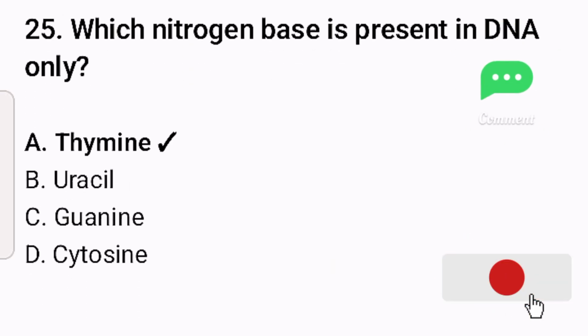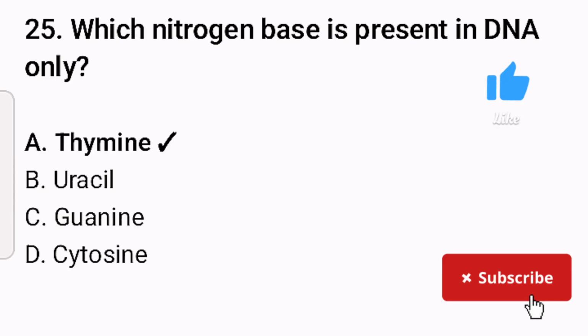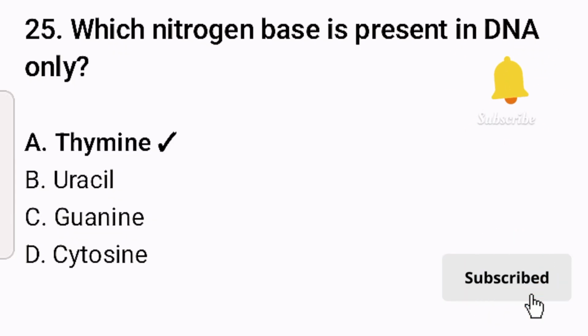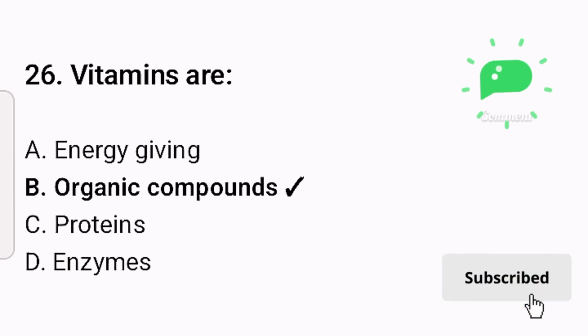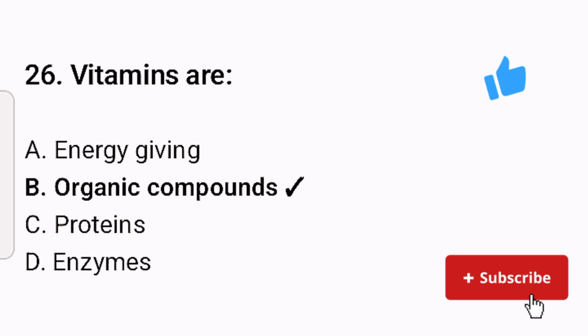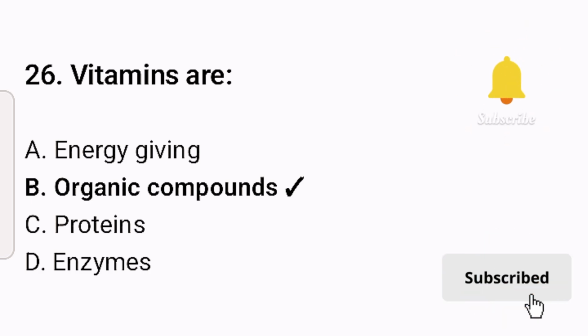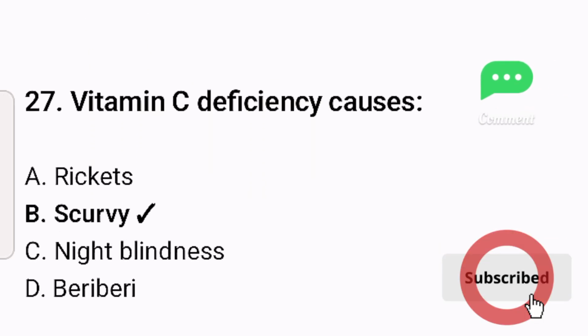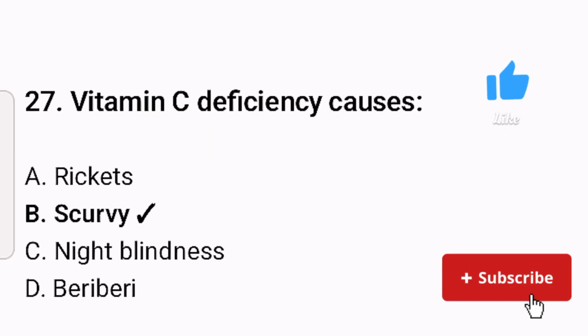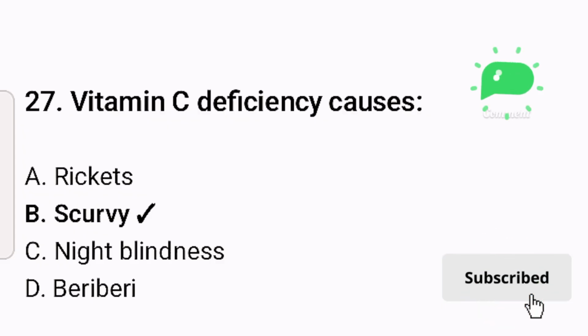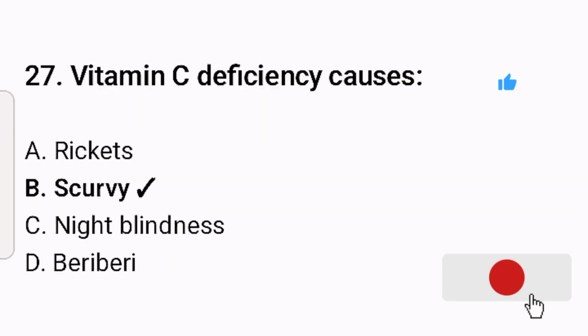Which nitrogen base is present in DNA only? Option A, thymine. Vitamins are option B, organic compounds. Vitamins are organic. 27, vitamin C deficiency causes option B, scurvy. Vitamin C deficiency causes scurvy.